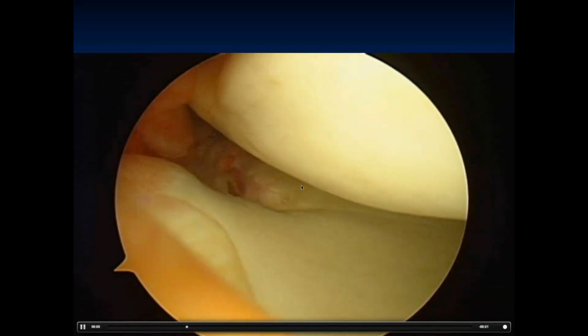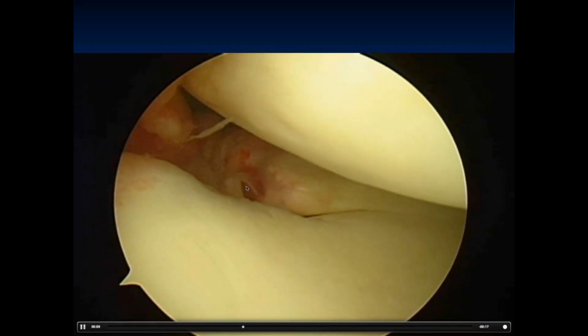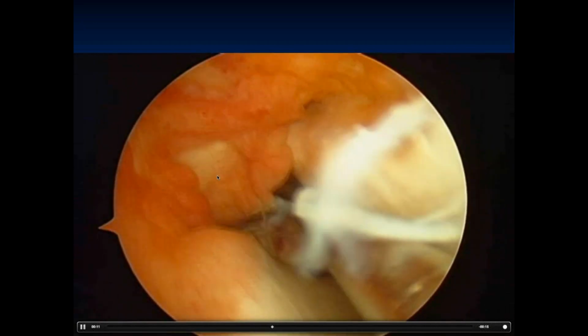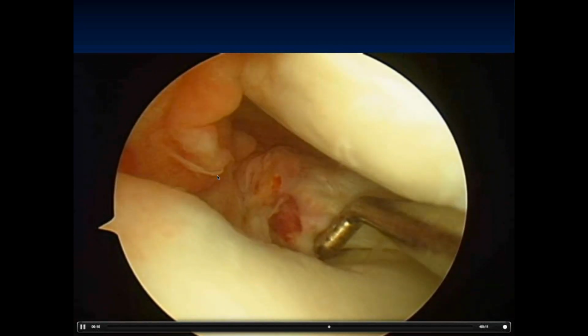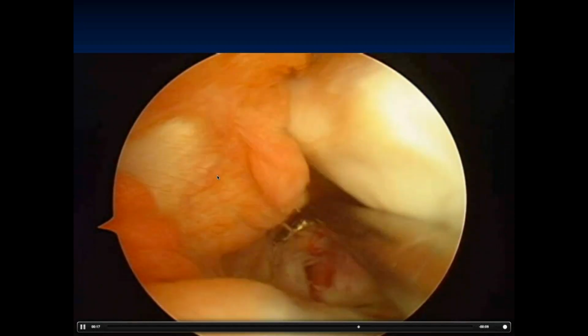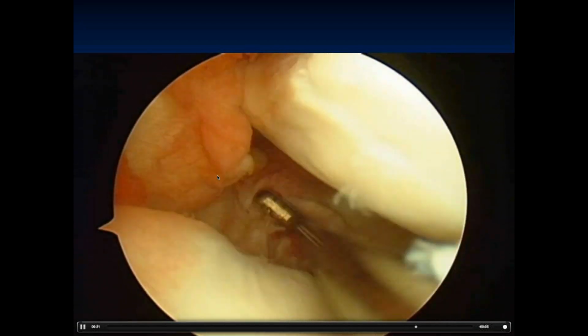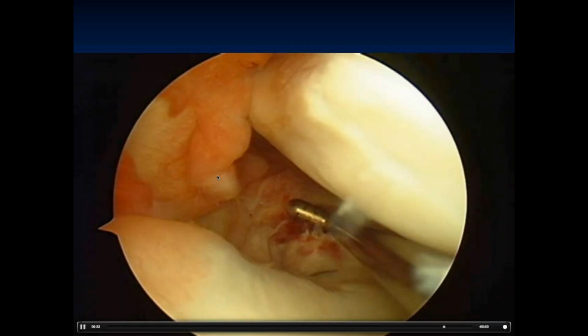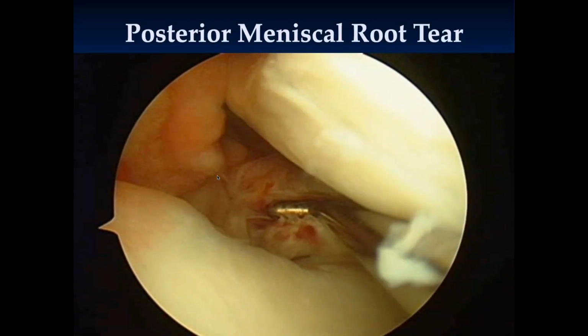And you can see the nice free edge there kind of flapping in the breeze. And when you get back to the back, you can see where it's been torn off the tibial attachment. You can see some blood there at the attachment and see how unstable it is. So that's an acute posterior root tear, and we can see the MR scan before the injury and then the MR scan after the injury.